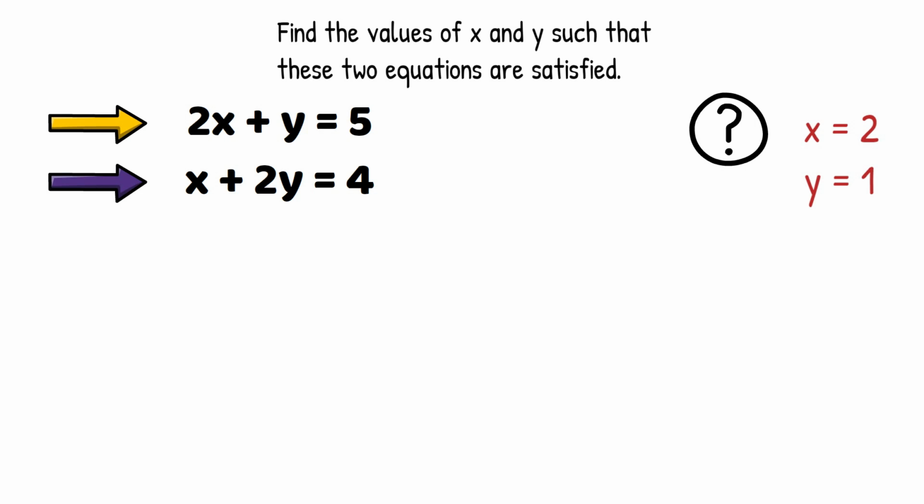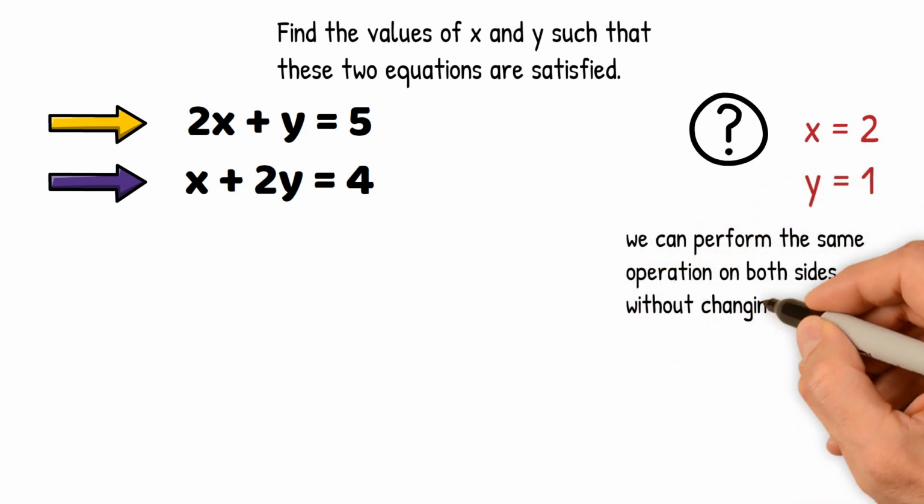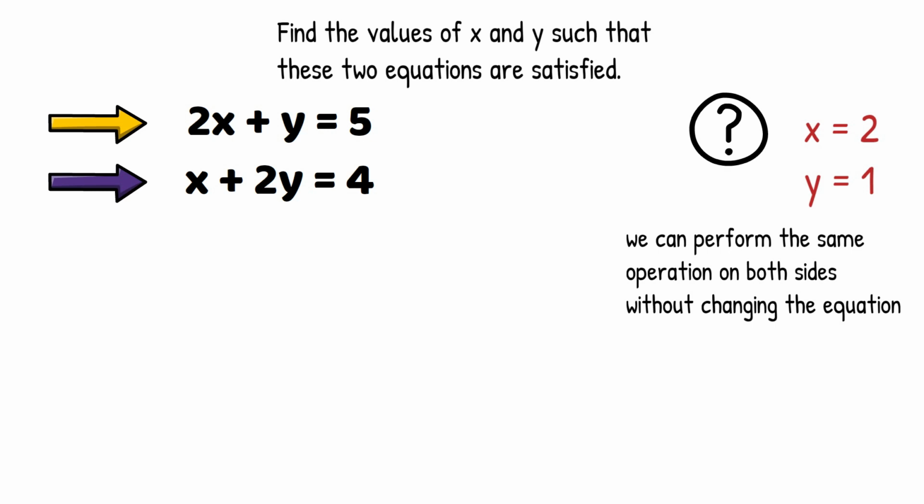To keep the explanation as clear as possible, we'll write these equations one on top of another to keep track of the numbers. 2x plus y equals 5 and x plus 2y equals 4. Remember that whenever we have an equation, we can perform the same operation on both sides without changing the equation. What we want here is for the equations to have opposite terms. If the top one has a 2x, we'd like the bottom one to have a negative 2x. That will allow us to cancel out the x variable, as we'll see in a minute.